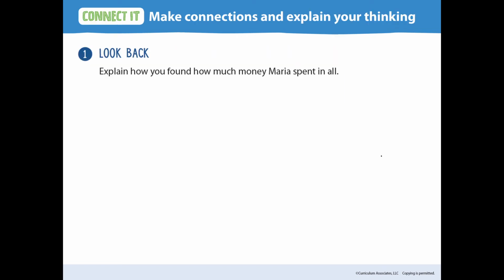Look back. Explain how you found how much money Maria spent in all. All right, I want you to write down your own answer in your book. If I were to write this down, I might say something like, I found the cost for one person, $5 plus $8 equals $13, and then multiplied by 2 to get $26.